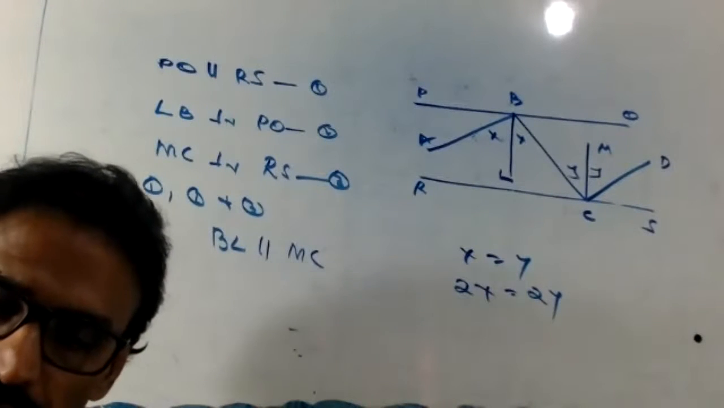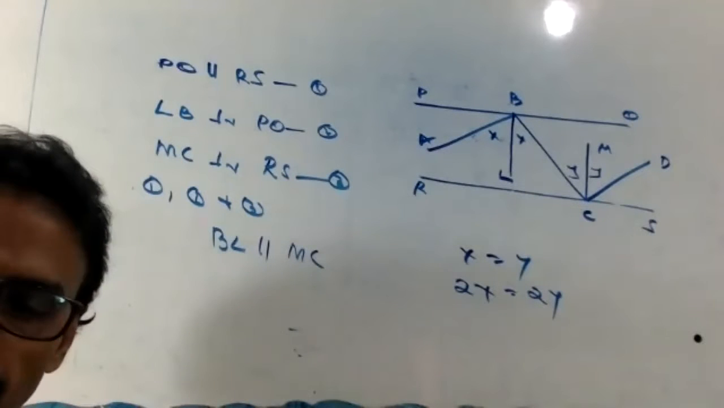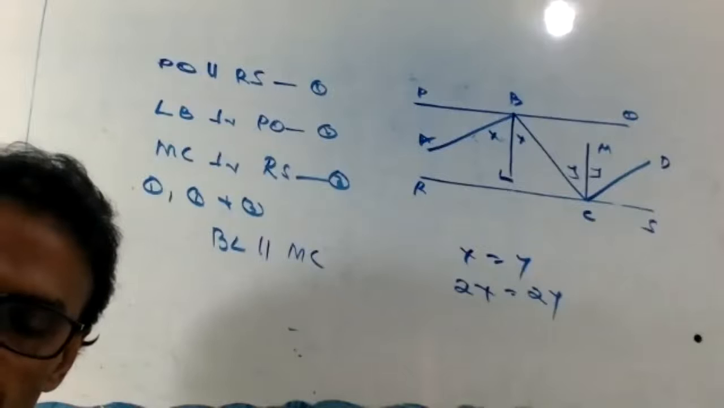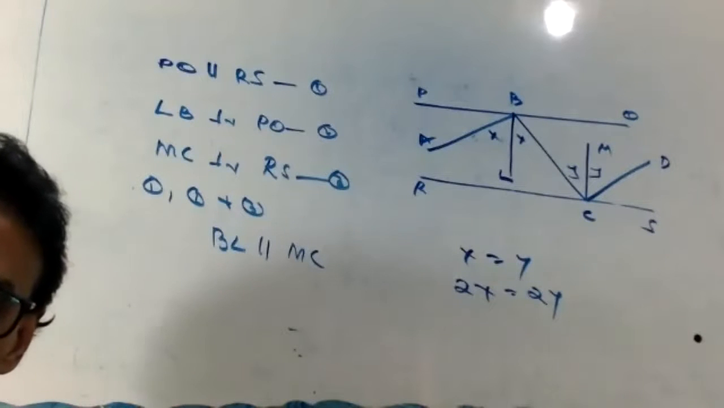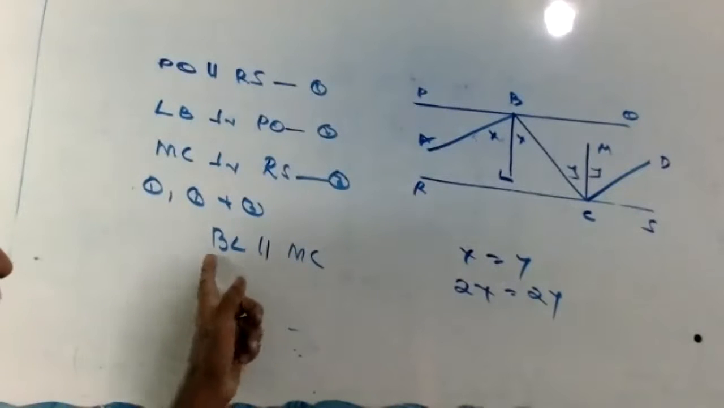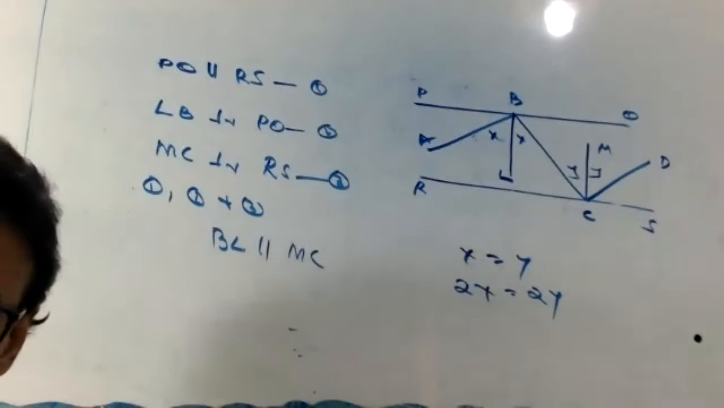Second step, I'll do it now. Dhruv, I'm asking about the first step. First step, okay or not? First part, is this part clear or not? Up to BL parallel to MC. That's only the first part. The second step I'm doing here.